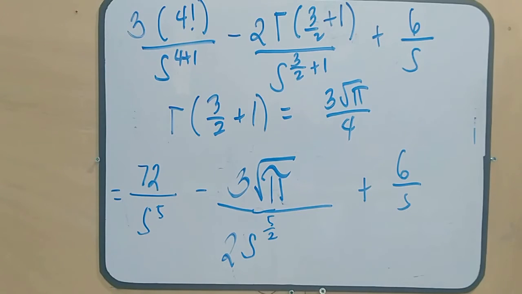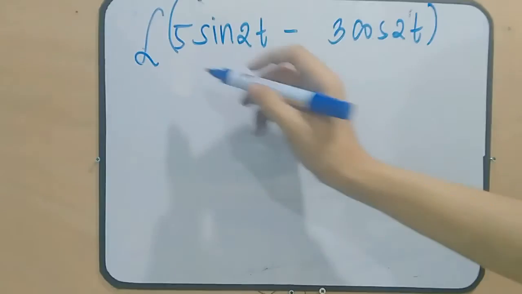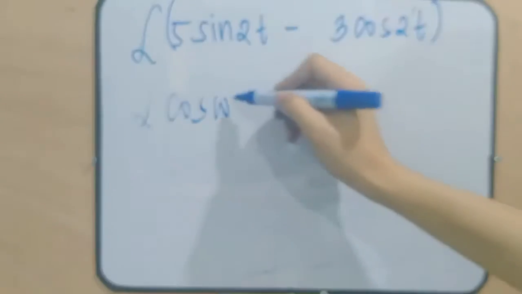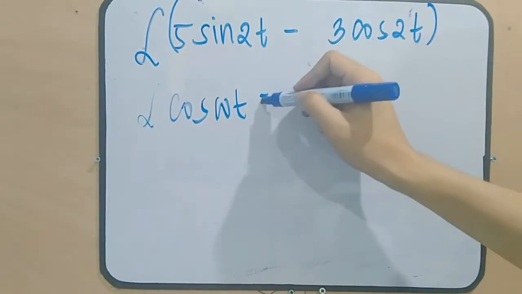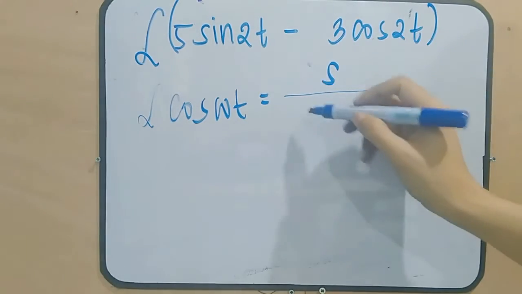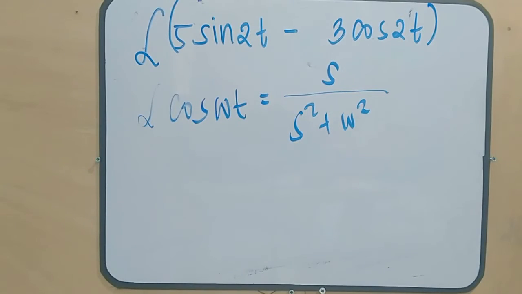So, let's proceed guys to our next sample problem. So, ito guys yung next problem natin concerning trigonometric. So, punta tayo guys sa table. So, the Laplace transform of cosine, you have here omega, so WT. So, any constant coefficient. So, ang taas natin guys here is actually S. So, this is S squared plus W squared. So, that is our formula for Laplace transform of cosine.